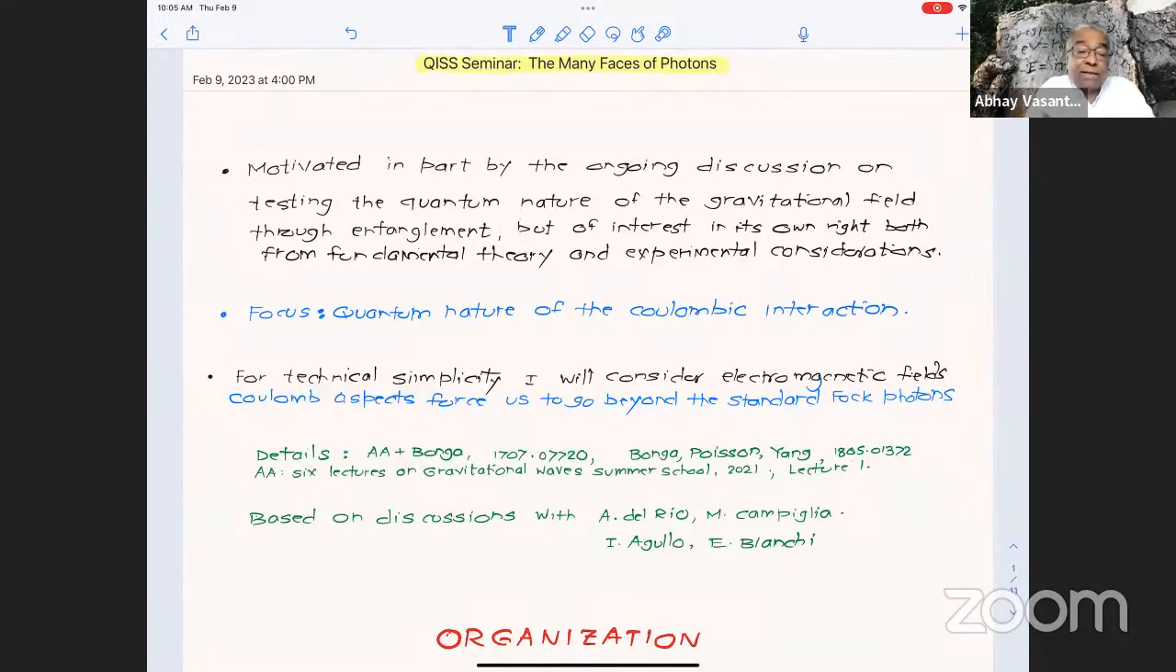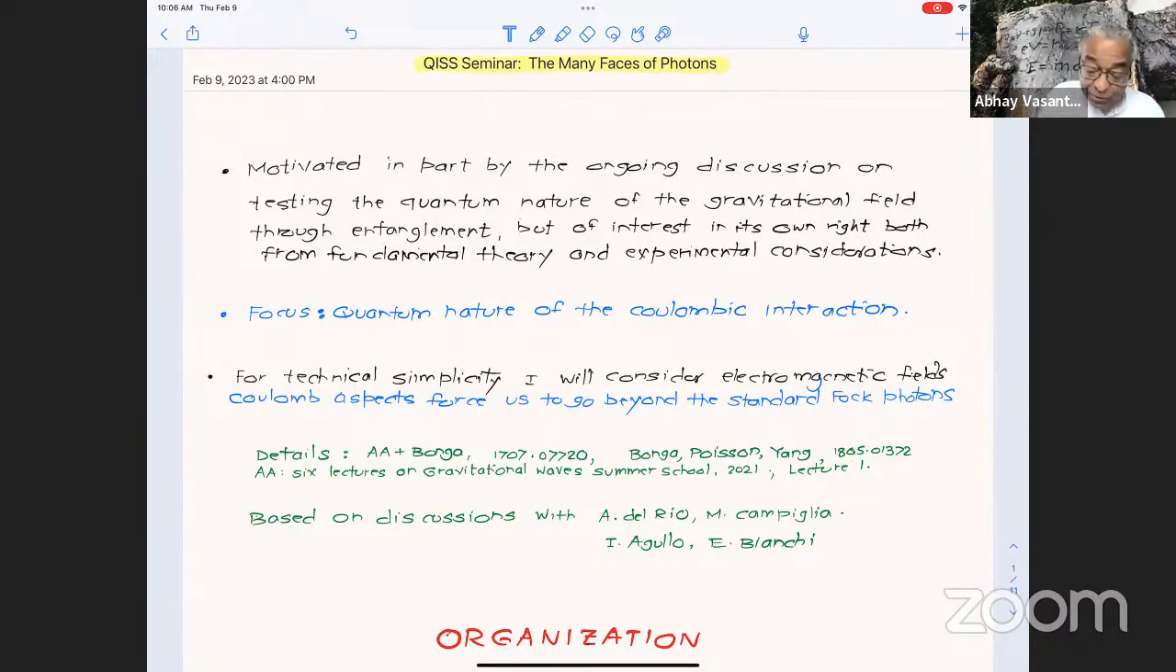What I'm going to focus on is the quantum nature of Coulombic interaction. And for technical simplicity, I will consider the electromagnetic field rather than the gravitational field. The Coulomb aspects in this electromagnetic case force us to go beyond the standard Fock photons, and that is what I would like to explain in this talk. The considerations go through for linearized gravity in a completely straightforward, not technically much more complicated, conceptually very similar way.